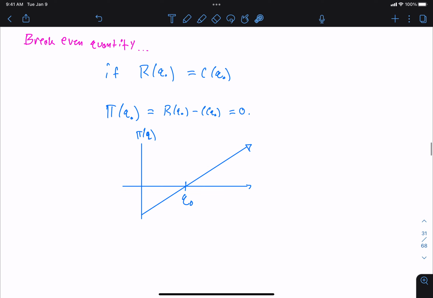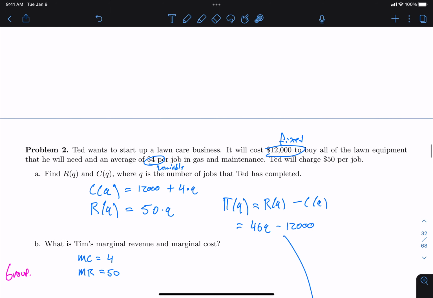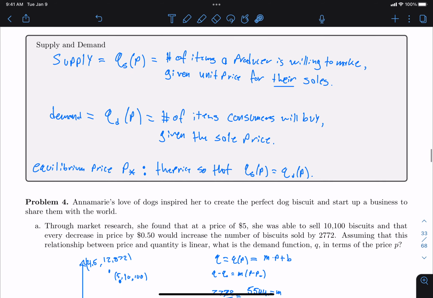Okay, then we had break-even quantity. Break-even means our revenue is the same as our costs, and therefore our profit is zero. So that's break-even quantity. Then we had supply and demand.